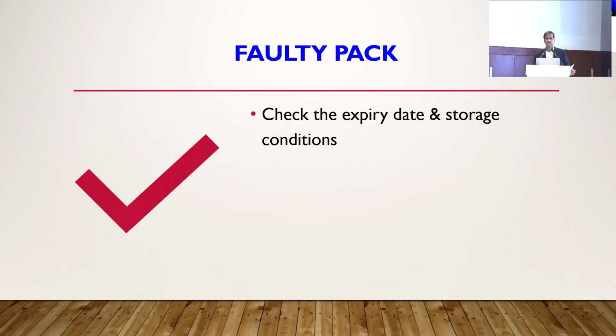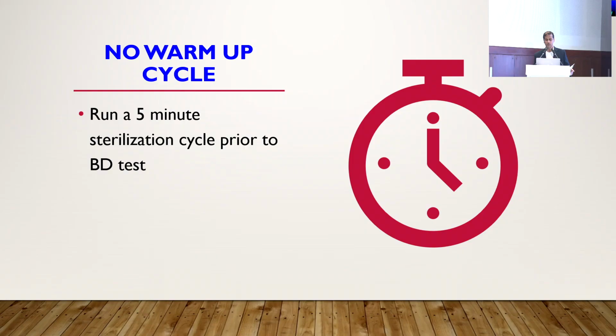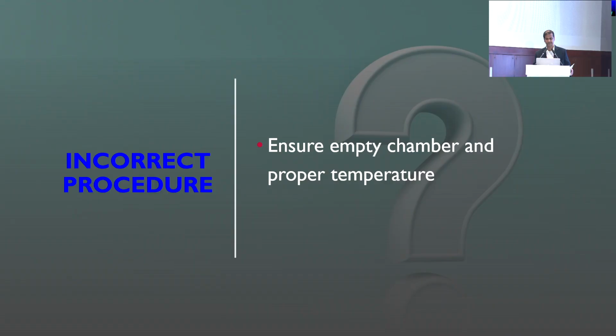Sometimes the Bowie-Dick packet set might be faulty, so check for the expiry date and the storage conditions. Sometimes when your Bowie-Dick test fails, you can run a warm-up cycle, which simply means that you don't wait for the dry-up time. Once 121 degrees Celsius has been attained, you can switch off the autoclave and then run your Bowie-Dick test. Sometimes the procedure is incorrect. The most important thing we tend to forget while we do the Bowie-Dick test is that it has to be run in an empty chamber.